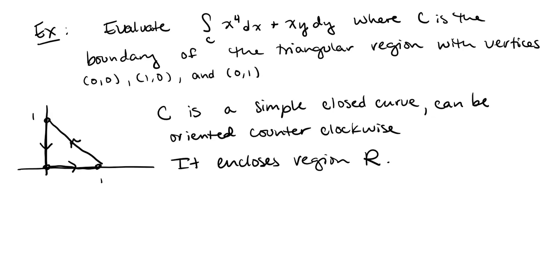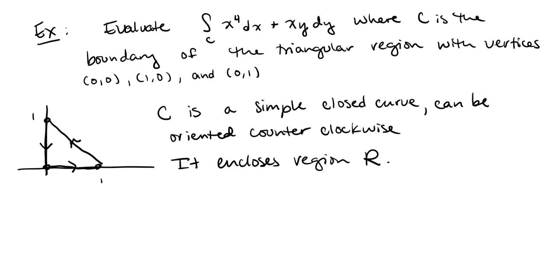Normally, to evaluate this line integral, we could try to check if it's conservative to see if any of our theorems from our previous example hold, but we can already see that this is not a conservative vector field, because the integral of the M portion dy would be 0. The integral of x to the fourth dy is 0, versus the partial derivative of xy with respect to x, which is y. So we can't use any of our nice theorems from 15.3. Instead, perhaps we can take a look at Green's theorem.